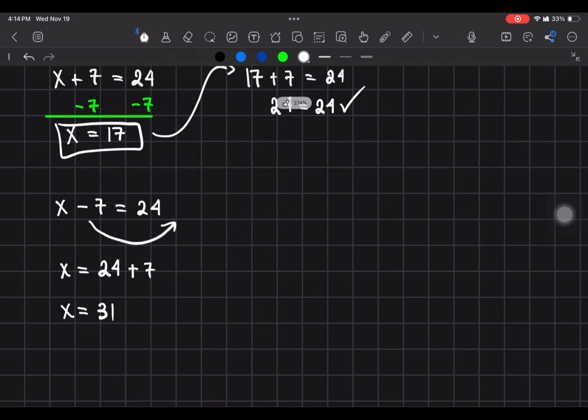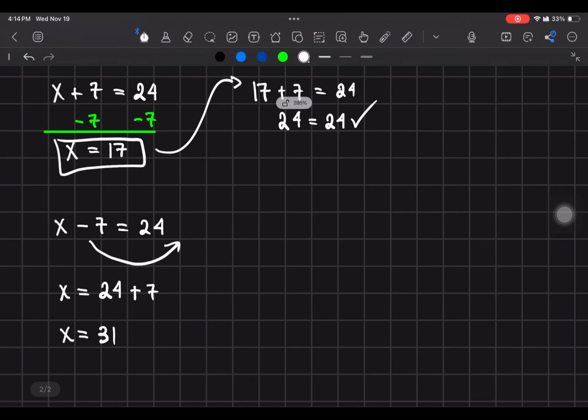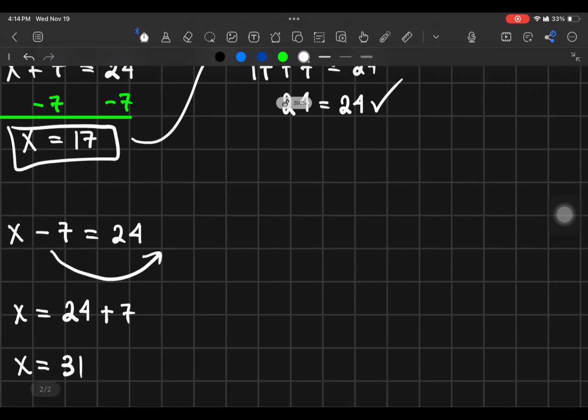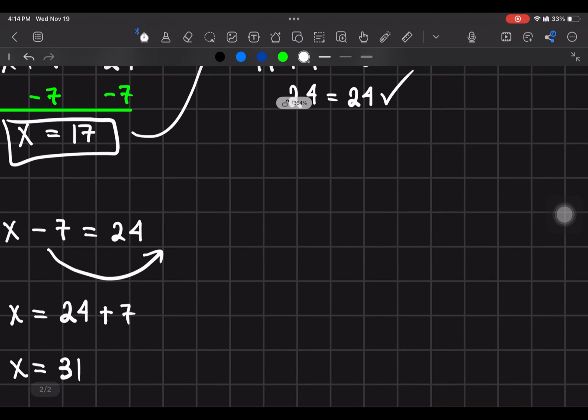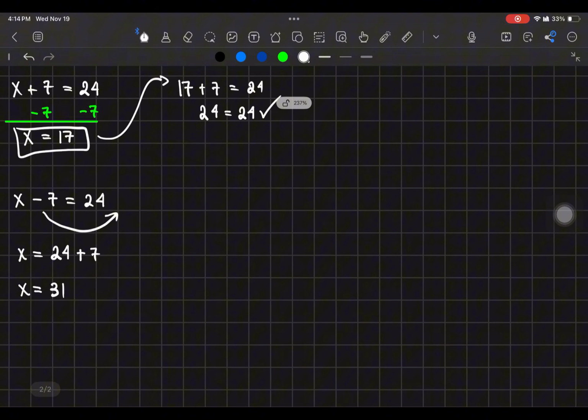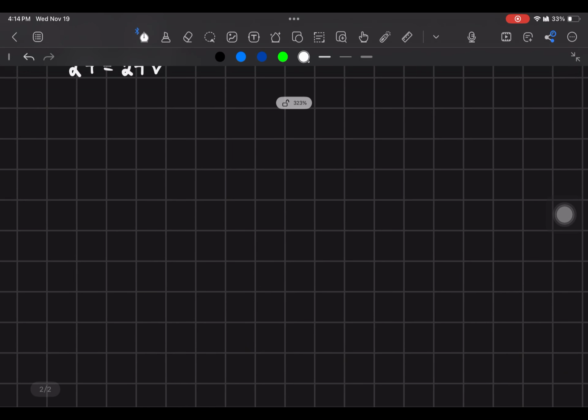Now that we know how to isolate x if it is being added or subtracted by a certain constant, let's say now it's being multiplied or even divided by a certain constant. So let's say we have, let's move to a different side of our board here, 2x is equals to 24.